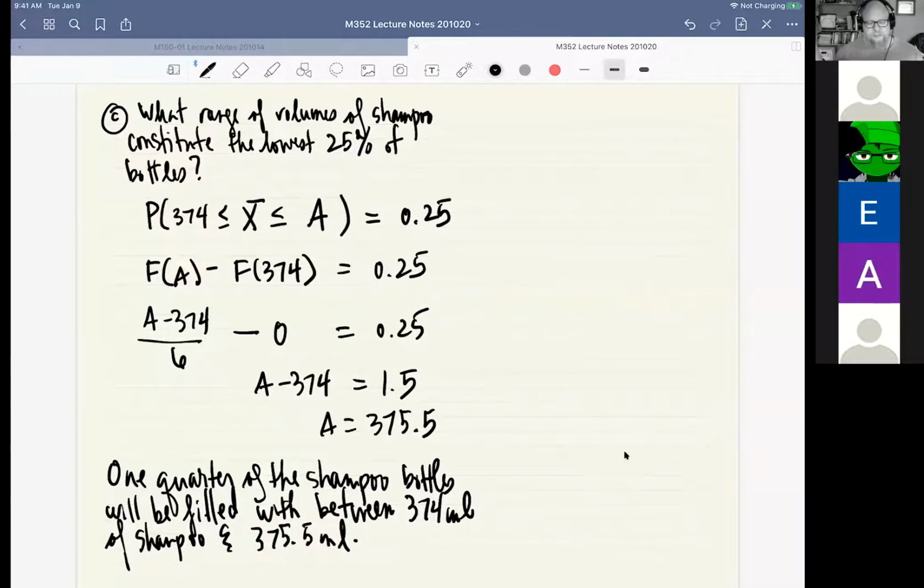So that's another way a problem could be stated, and then how we translate it into a statement involving cumulative distribution functions.